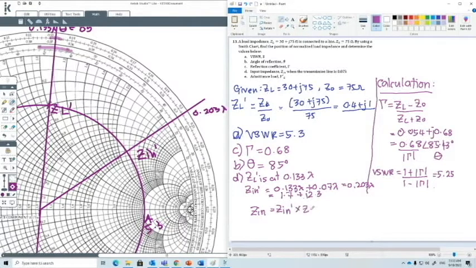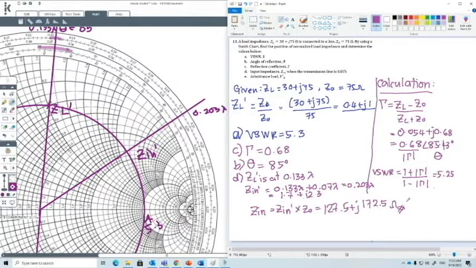You darab balik dengan you punya, kita punya Z0. So Z in darab dengan Z0. Z0 is 75. So use your calculator. 1.7 plus 2.3i times 75. So your answer is 127.5 plus J 172.5 ohm. So that will be your answer for input impedance.